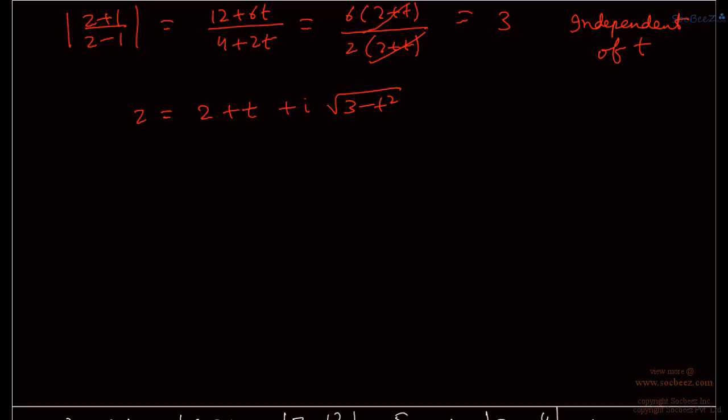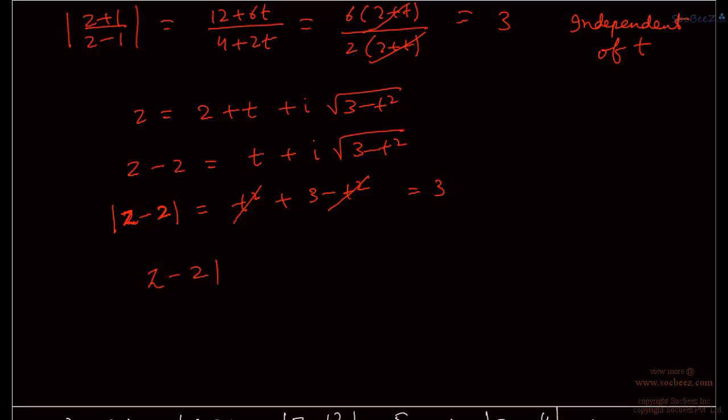Right? So I see here that the root of 3 minus t squared, when squared, will give me 3 minus t squared. Now to make it independent of t, what I should do is just subtract 2 on both sides, and I have t plus i times root of 3 minus t squared, right? Let us take mod of this. So mod of z minus 2, so this is z and this is 2, that is equal to root of t squared plus 3 minus t squared, right? So the t squared cancels and we have only 3.